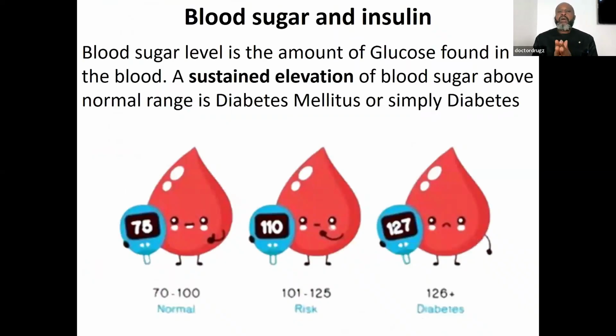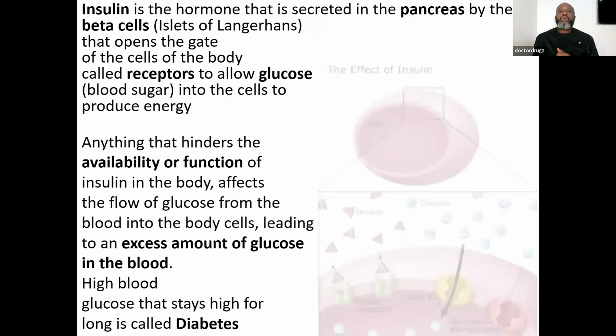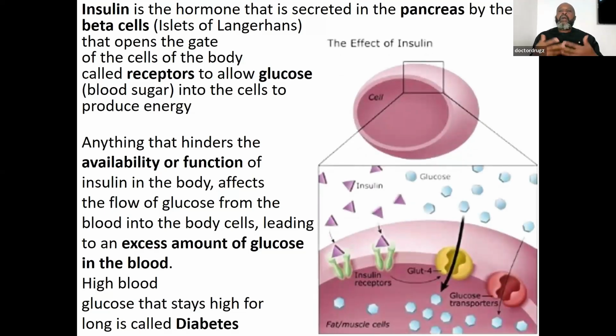Now, blood sugar level is the amount of glucose found inside the blood at a particular point in time, especially at the time of testing. A sustained elevation of this blood sugar above normal range is what is known as diabetes mellitus, or simply diabetes. We keep hearing about insulin. Insulin is more like the gateman that gives the passport that allows sugar to emigrate out of the blood into the tissue or cells of the body.